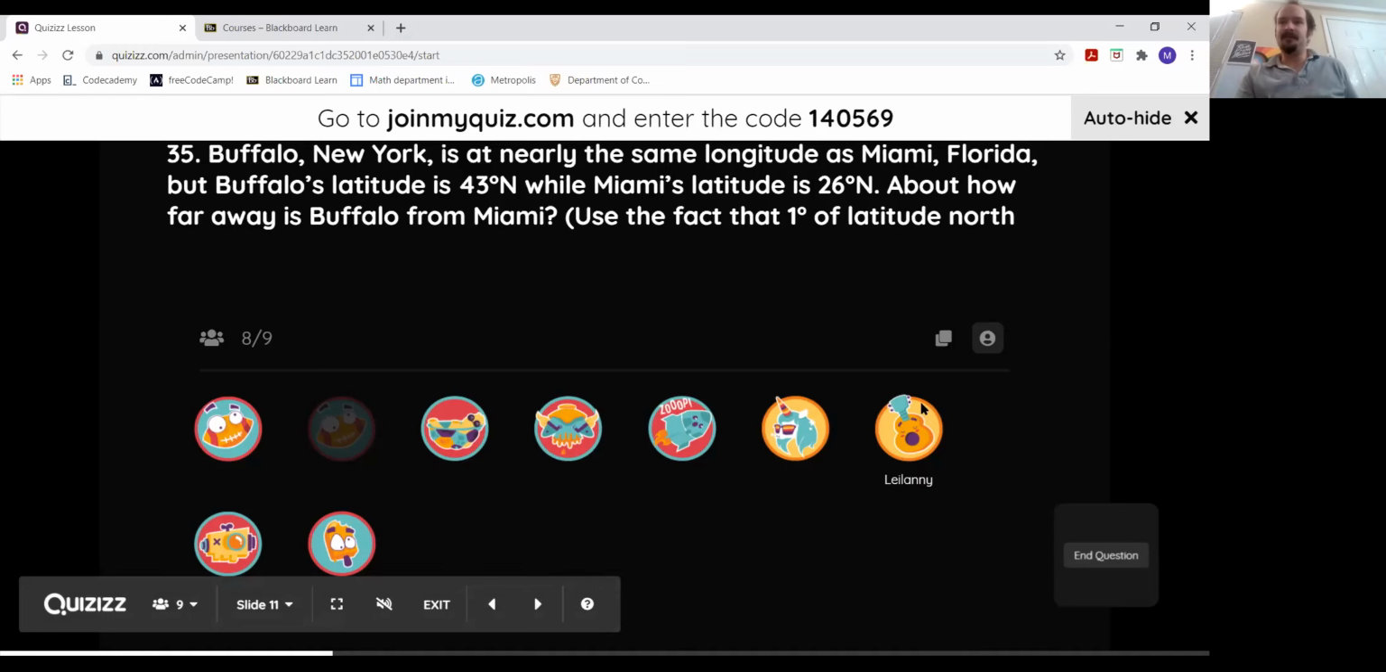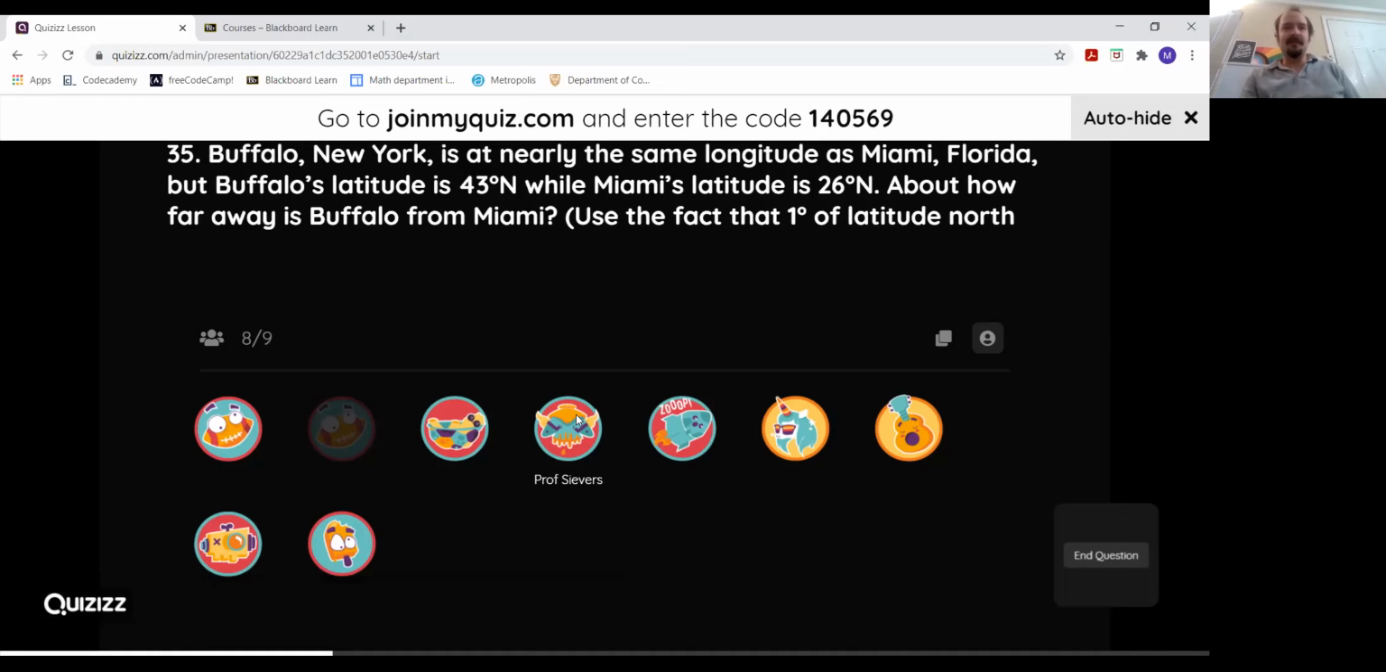Which one's me? Oh, that's a thing. Is that a goblin?